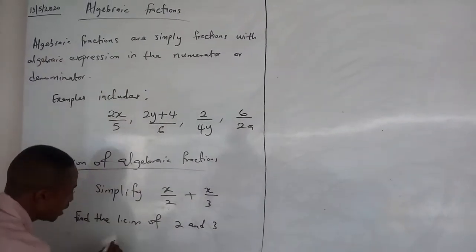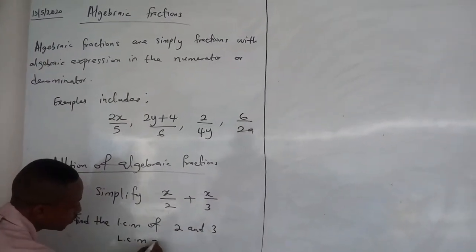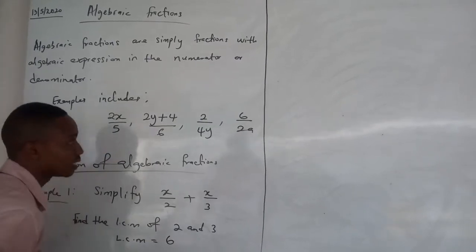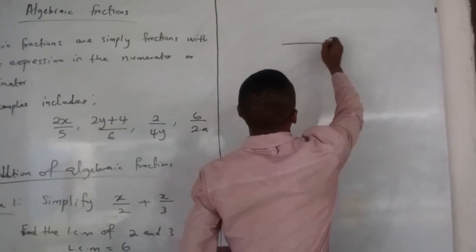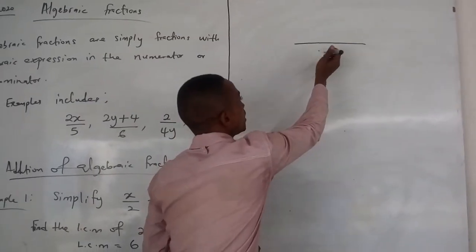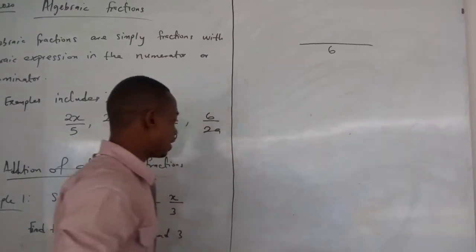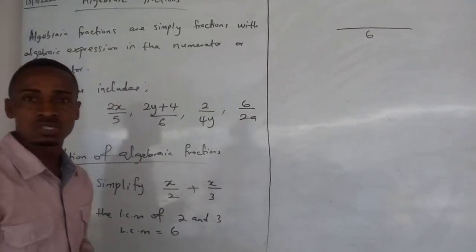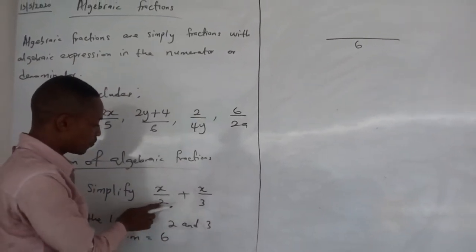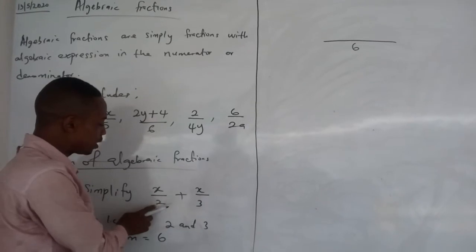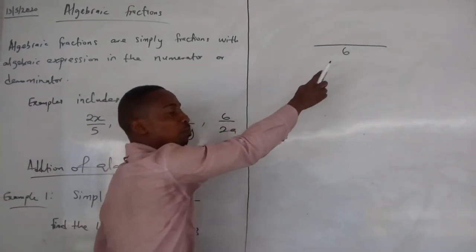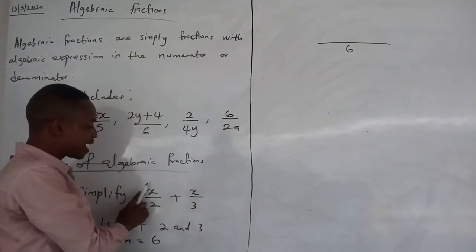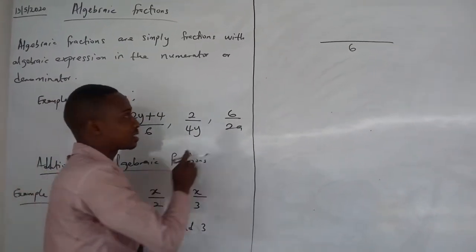Now LCM equals 6. Now you put your LCM here. Okay, now go back to the question given to us. Start from the first term. How many 2 can we see in 6? That's 3. 3 multiplied by the numerator, that's 3 times x gives 3x.